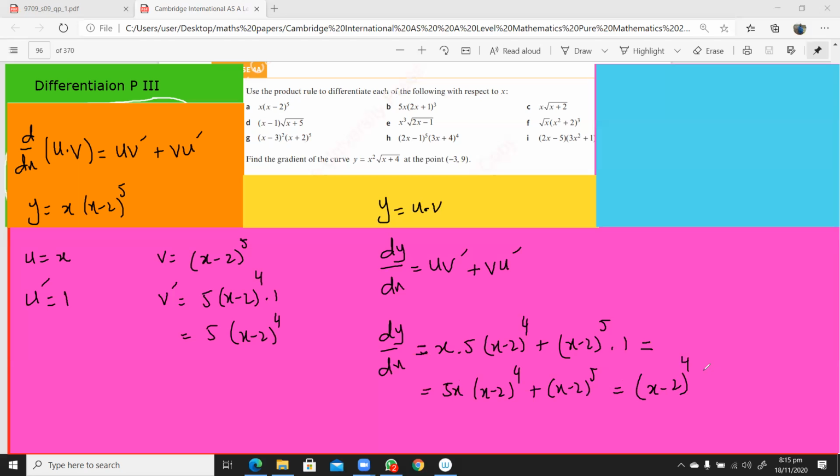You have to take common. So then you have 5x and then plus (x minus 2) left here. So this is going to be (x minus 2) raised to power 4 into (6x minus 2). That can further be written as 2 into (x minus 2) to the power 4 into (3x minus 1). Let me do one more question for you, and then you can start practicing it once you get to know what this technique is about.